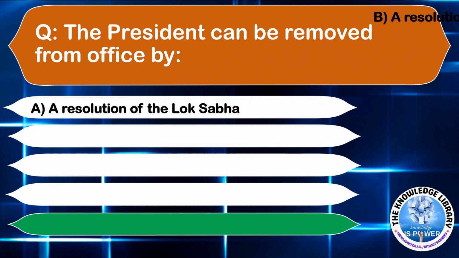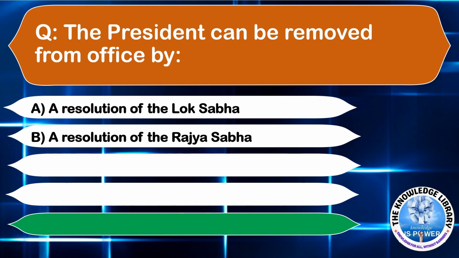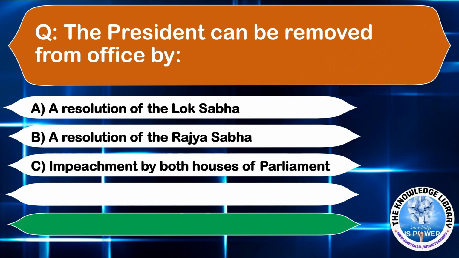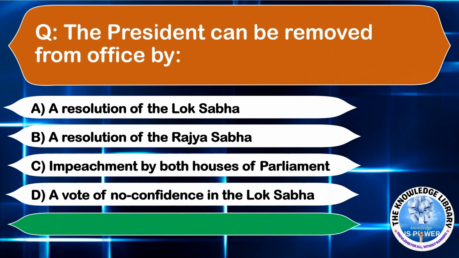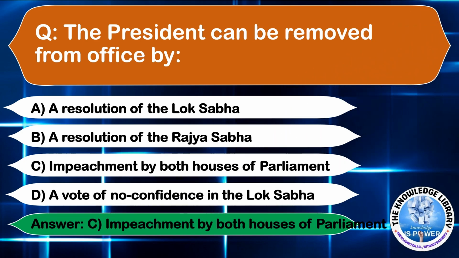The next question is, the President can be removed from office by option A, a resolution of the Lok Sabha. Option B, a resolution of the Rajya Sabha. Option C, impeachment by both houses of parliament. Option D, a vote of no confidence in the Lok Sabha. Correct answer is option C, impeachment by both houses of parliament.